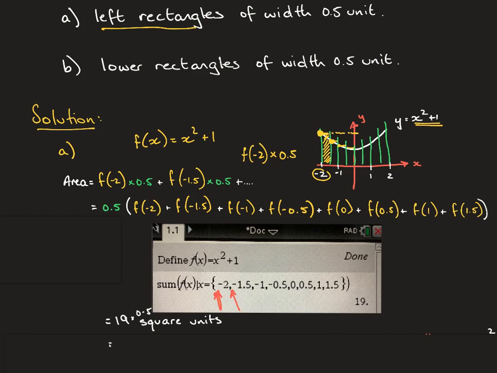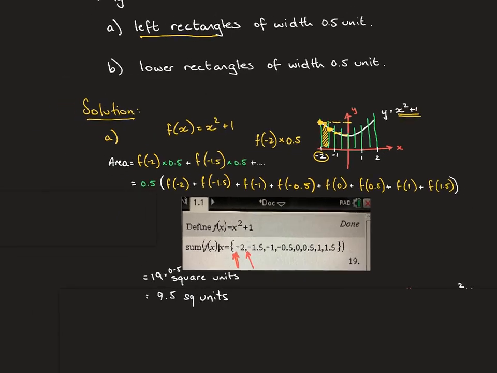So that's going to be 9.5 square units. And square units, or just units, is generally the units of area that you use for these questions. So let's have a look at the next one.